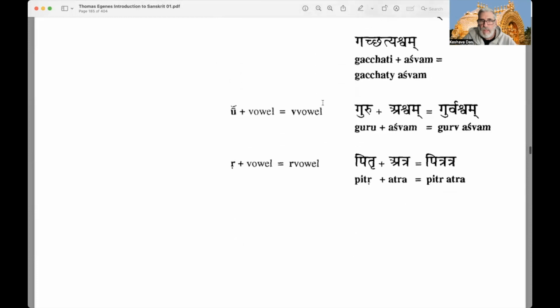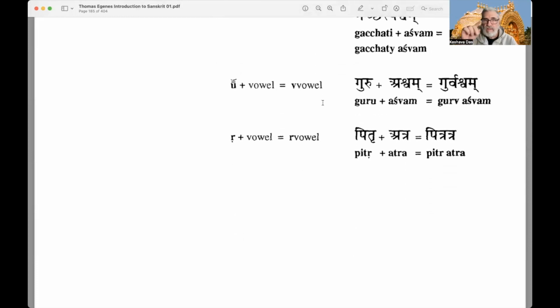Short or long U followed by any vowel, you can guess it's going to become another semi-vowel. This time, the U is going to become V. So Guru Ashvam becomes Gurvashvam. The last U, short U on the end of Guru, is going to turn into a V.